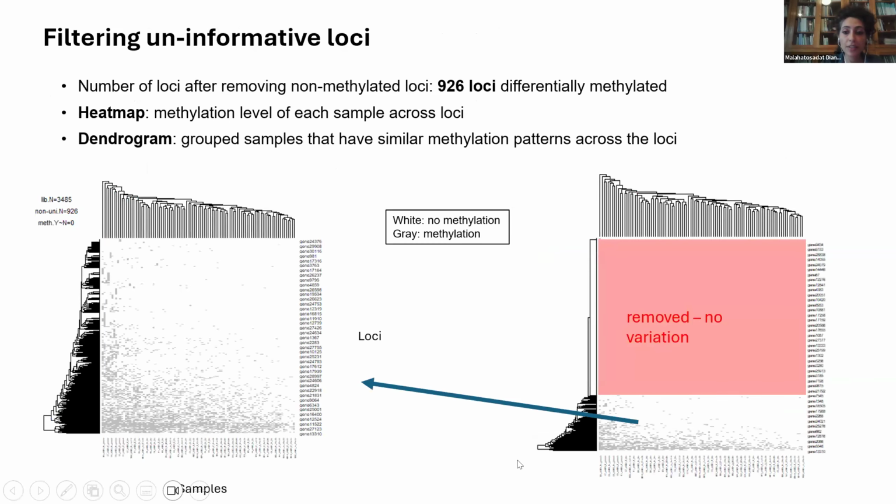I did another filtration to remove the loci that didn't show any differentiation, or were not methylated across the samples, and the number of loci decreased to 926. Here I am showing the heat map. Here there are samples, and here I am showing the loci, and the gray parts show the level of methylation for samples across loci, and the white part shows the loci that are not methylated. The dendrogram also grouped the samples that show a similar pattern of methylation.